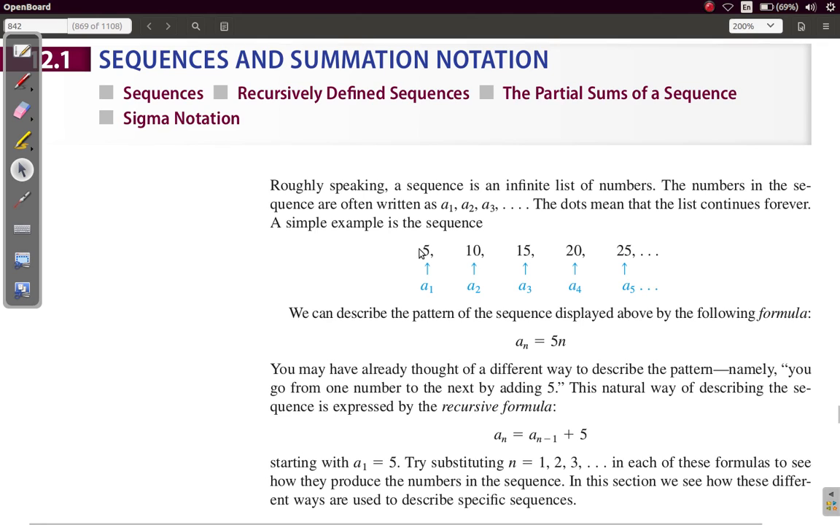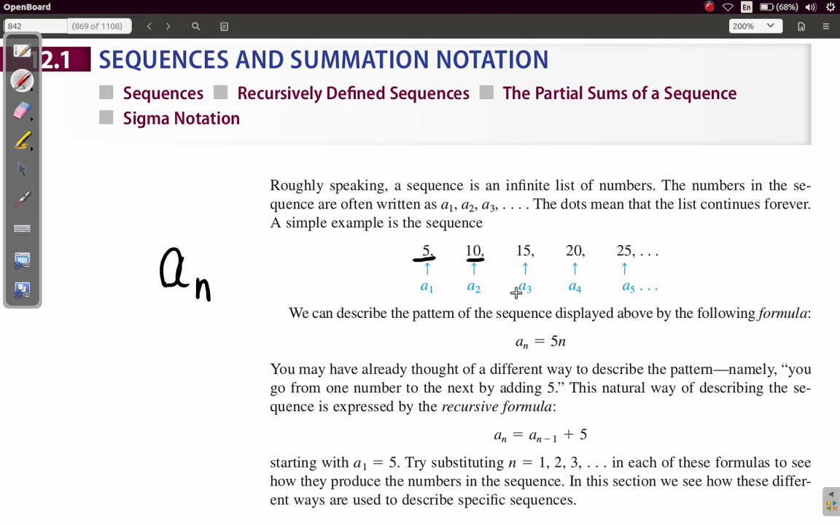So this is an example of a sequence: 5, 10, 15, 20, and so on. 5 is referred to as A1, A2, A3. So the first term here is 5. This is A1. The second term is 10, which is A2. So here you have these terms in the form AN, where N is the position of the term. In the first term, N is 1. In the second term, N is 2. In the third term, N is 3, and so on and so forth. Alright?